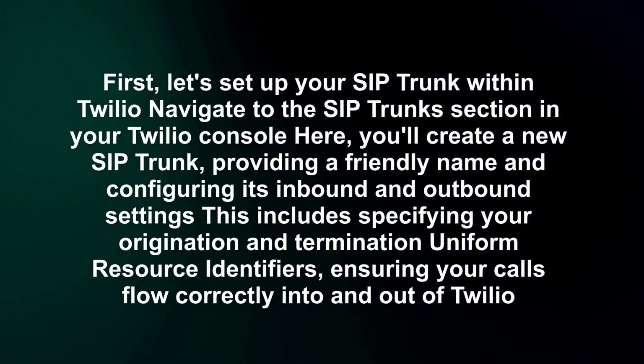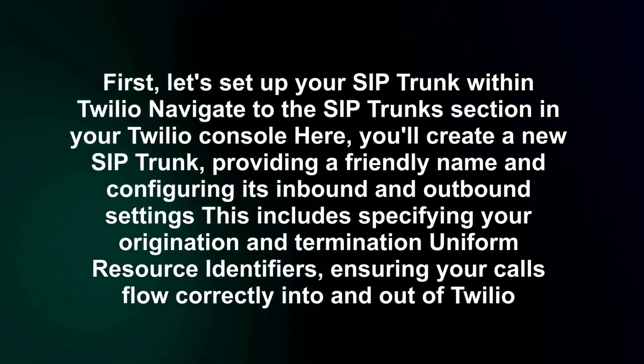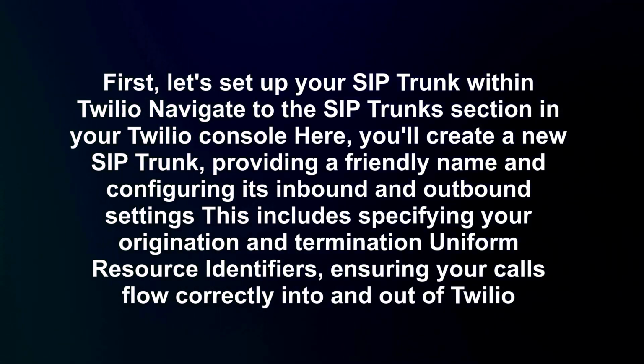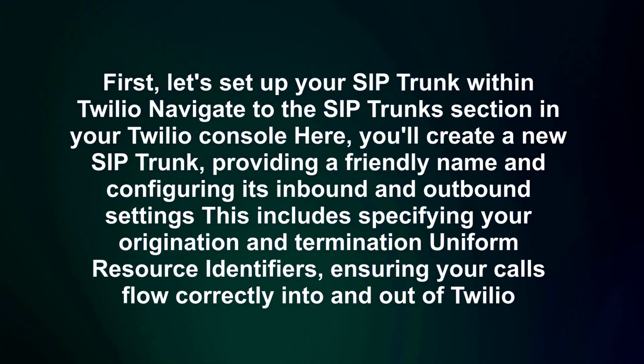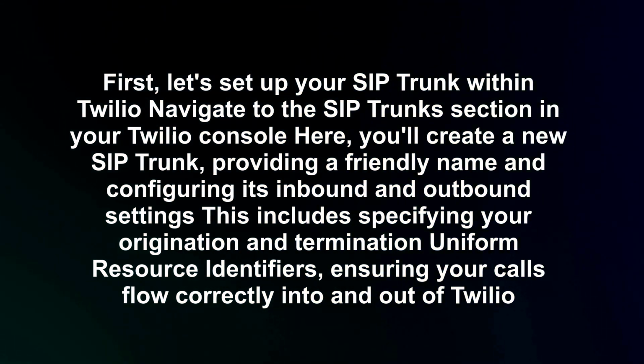Navigate to the SIP trunk section in your Twilio console here. You'll create a new SIP trunk, providing a friendly name and configuring its inbound and outbound settings. This includes specifying your origination and termination uniform resource identifiers, ensuring your calls flow correctly into and out of Twilio.